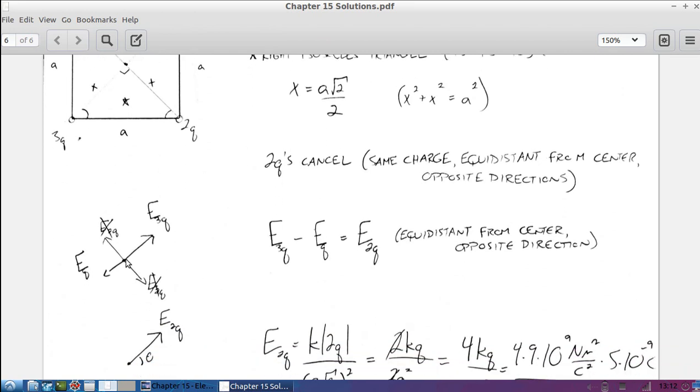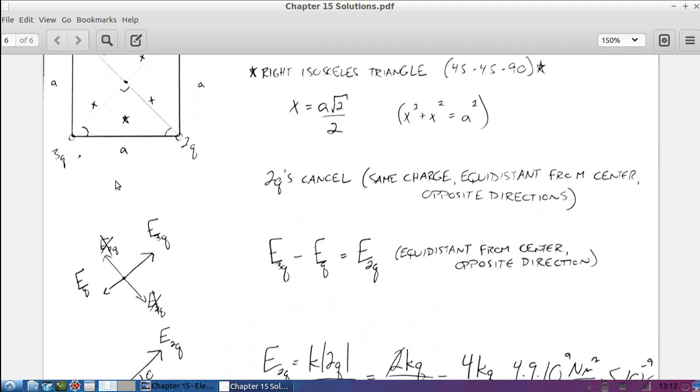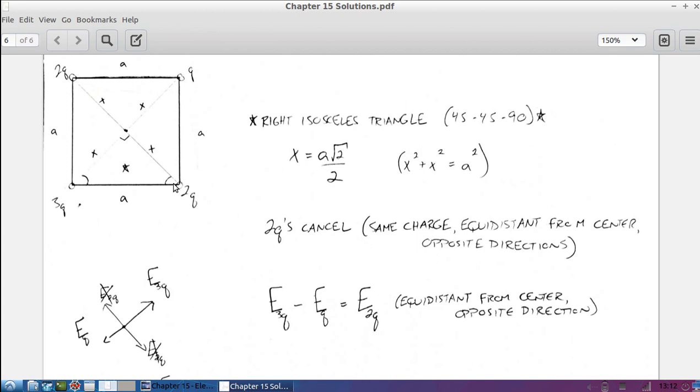I notice. I've got E due to the 3Q in that direction, E due to the Q in that direction. And then along this line, I've got 2 E fields due to like charges, right? So the field due to this charge is actually going to cancel out the field due to this charge. They're equal in magnitude, okay? They're opposite in direction. Charges are the same, okay? And they're both the same distance from the center, right? This is the center of the square, so they're both the same distance.